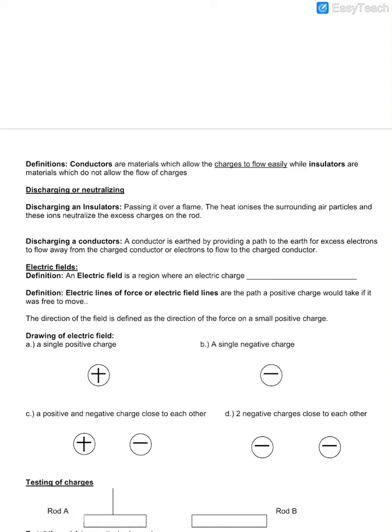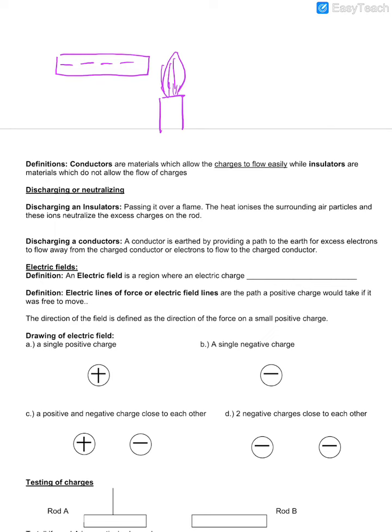Okay, so how do we discharge insulators? If let's say you have a rod which is negatively charged, all you have to do is bring it to a flame. Usually it's a Bunsen burner flame. So you bring it close to a Bunsen burner flame.